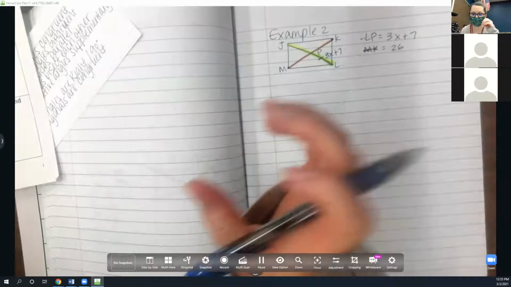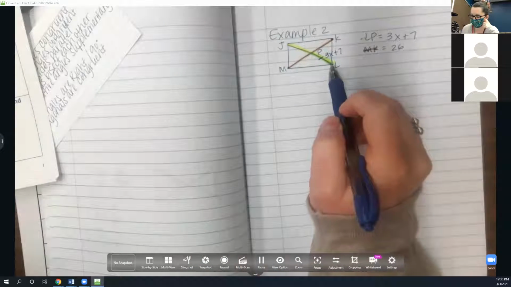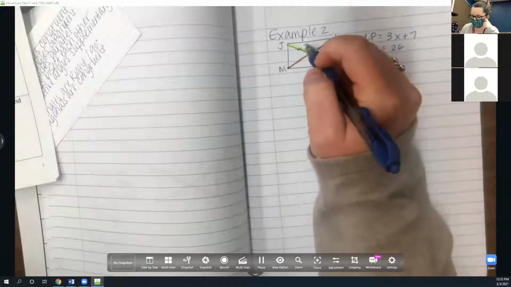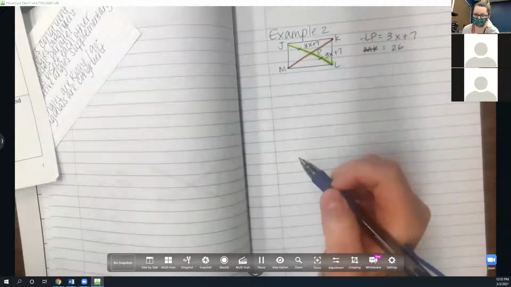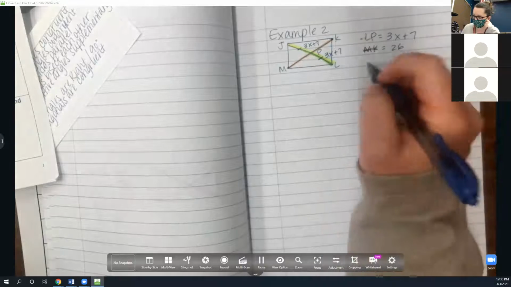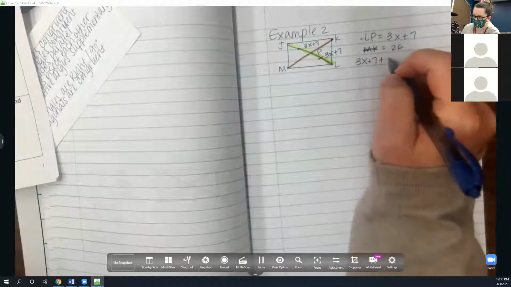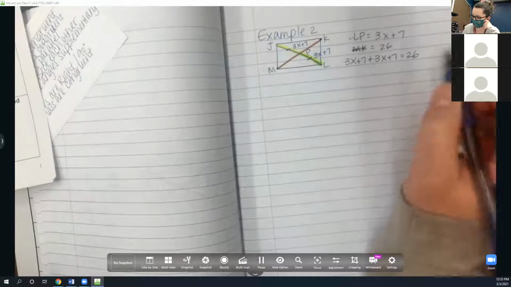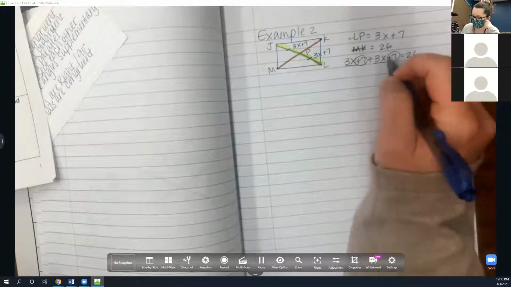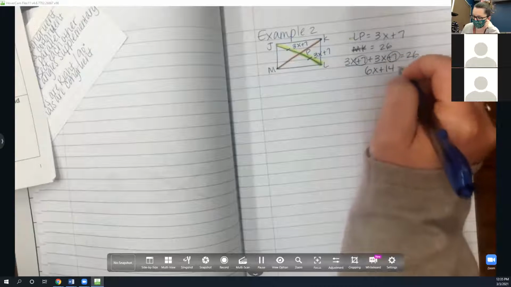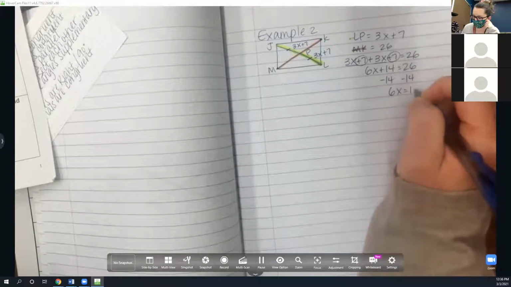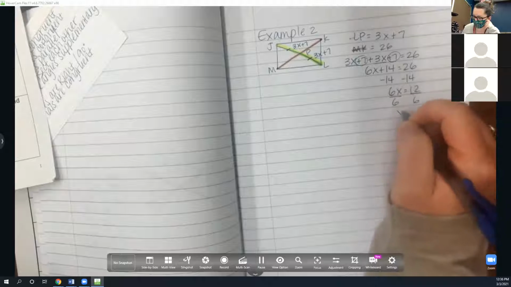So we know 2 things. We know our diagonals are congruent, right? They're the same, they're equal in measure. And we also know that our diagonals bisect each other. So if LP is 3x plus 7, then the other side is also 3x plus 7 here, okay? So I know that 3x plus 7 plus 3x plus 7 equals 26, okay? So let's solve this. We're going to combine our like terms here. 6x plus 14 equals 26. Subtract 14, 6x equals 12. Divide by 6, and x equals 2.